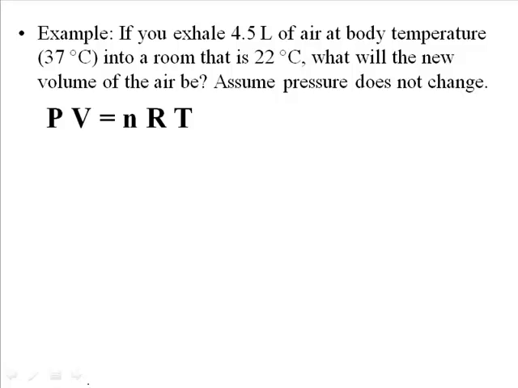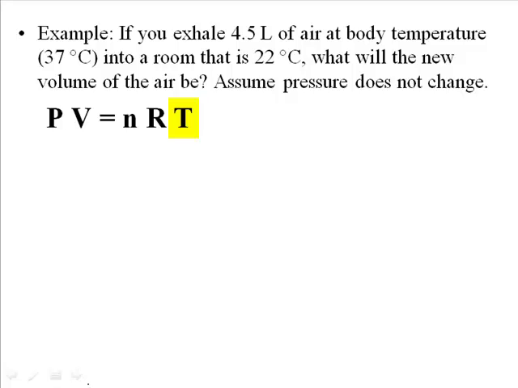If I try to use the ideal gas law for this calculation, everything's fine when you look at volume, which is 4.5 liters. But then you'll notice right away you have two different temperatures. Body temperature, which is the initial temperature of the gas, and 22 degrees Celsius, which is the room temperature or the final temperature of the gas. Based on that, it's going to be really difficult to use the ideal gas law because I only have one T, and I would have to choose which one to plug in.